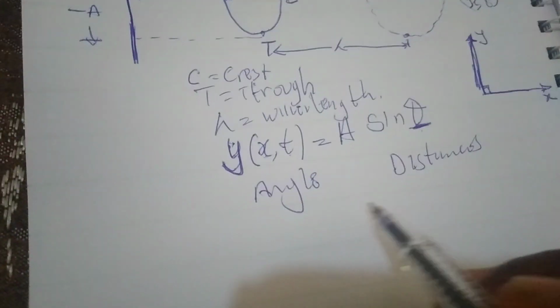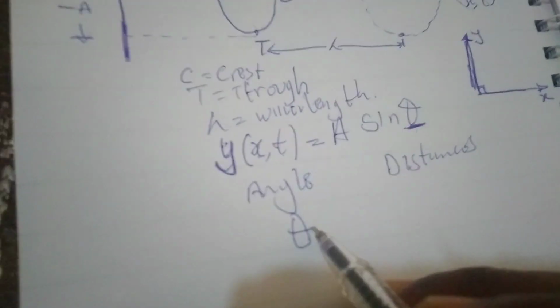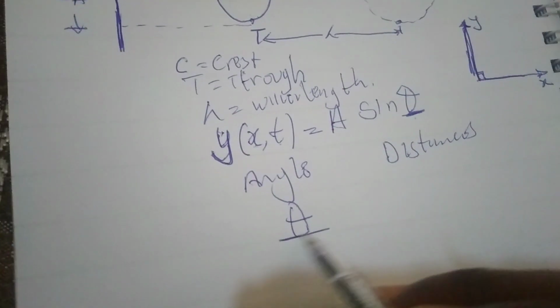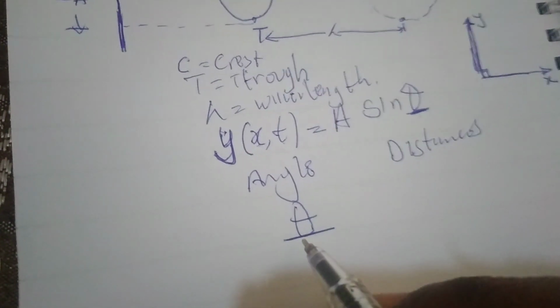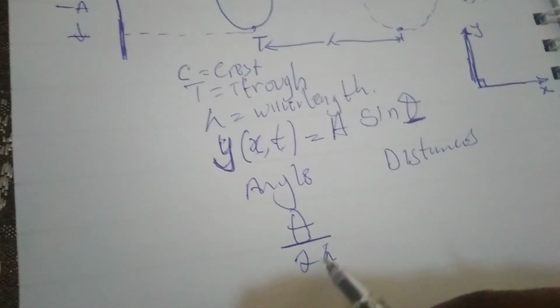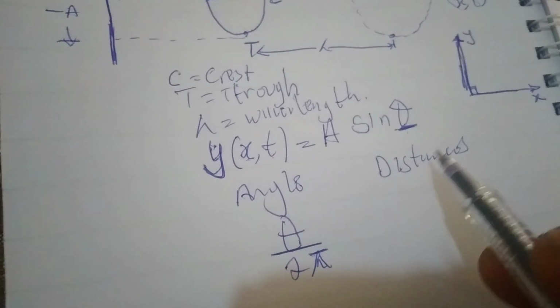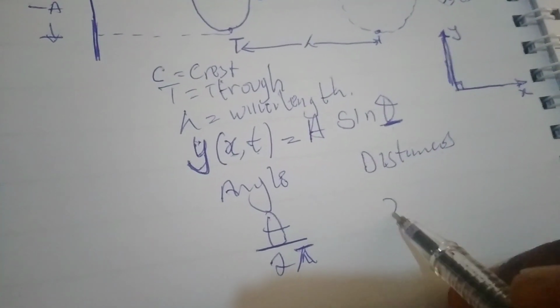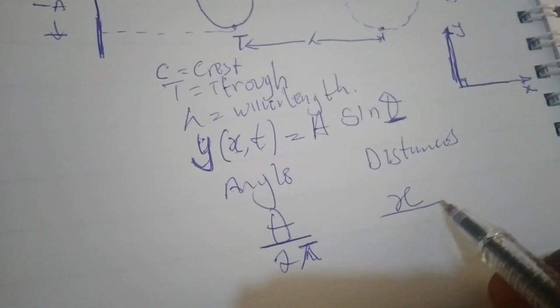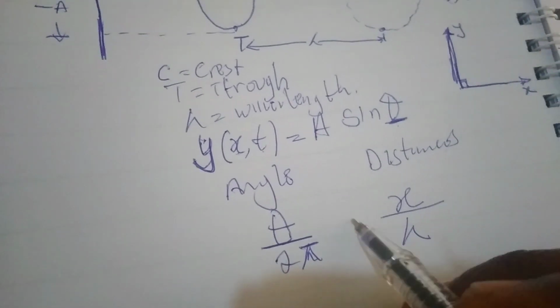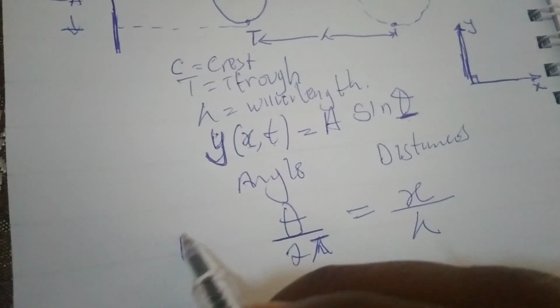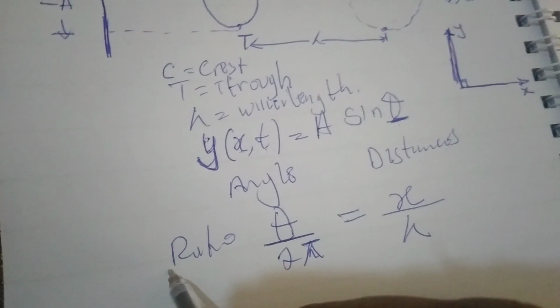For the angle theta in radians, a full cycle is 2 pi, and any distance x for a full cycle of the wave is the wavelength. So we can relate these two ratios to each other.